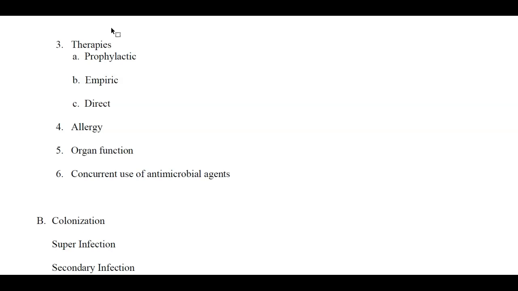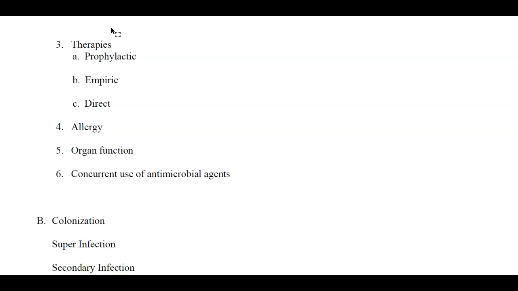The provider presumes that there's a certain common organism that's causing that infection, so therefore it's treated according to that assumption in order to avoid treatment delay before the culture information has been obtained. This is done while waiting for culture and sensitivity results.